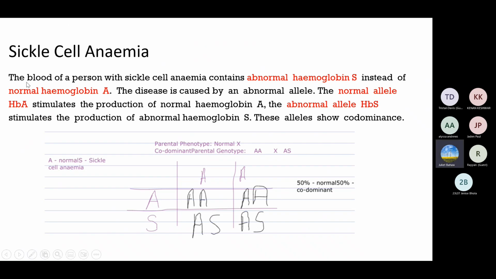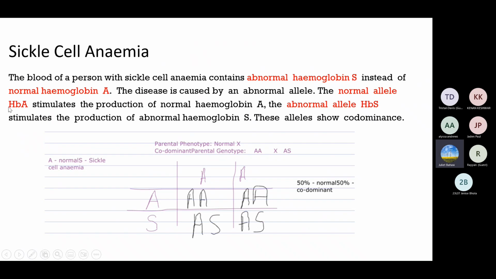So normal hemoglobin, we use capital A. If the person has a sickle cell allele, we use capital S. So abnormal hemoglobin, you use capital S. The normal allele, HbA. Now, Hb stands for hemoglobin. So in some questions, they tend to put hemoglobin just to represent where the allele is found, right? But you don't have to put this when you are working it out, all right?